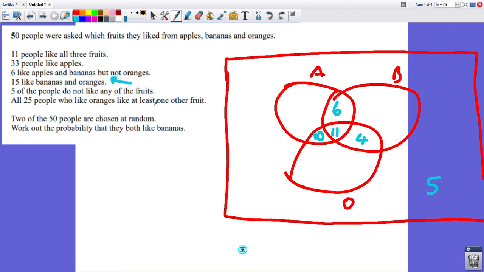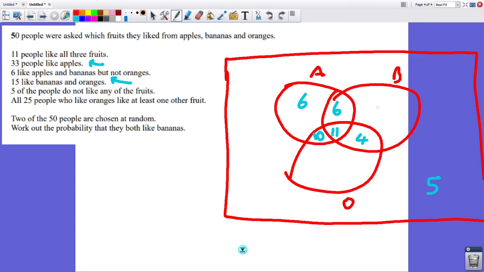Okay, now we'll go back a little bit. It says 33 people like apples. So 10 plus 11 is 21, plus 6 is 27. So 27 plus this number must come to 33. Therefore, this number must be 33 minus 27, giving you 6. The only section we're missing now is this section here, the people who only like bananas.